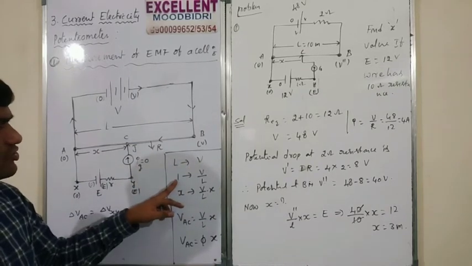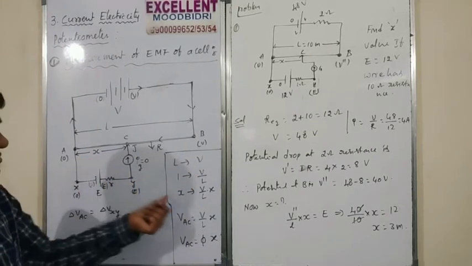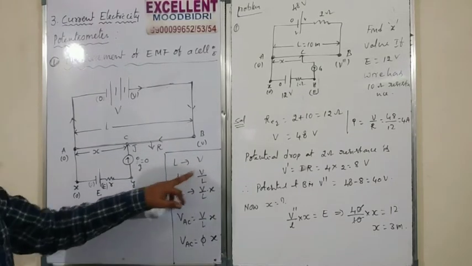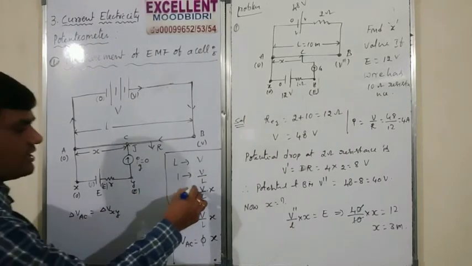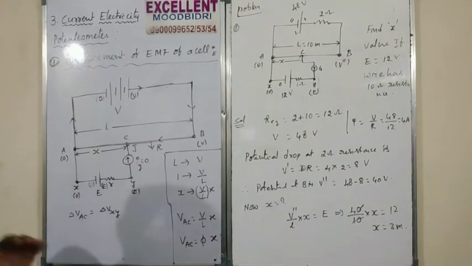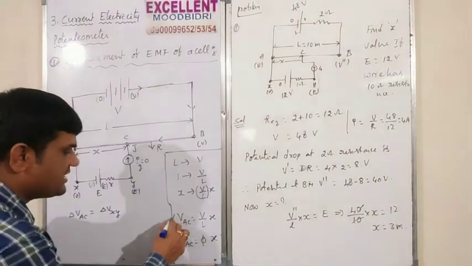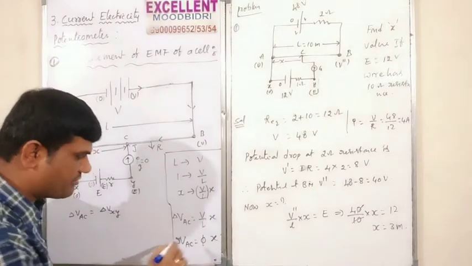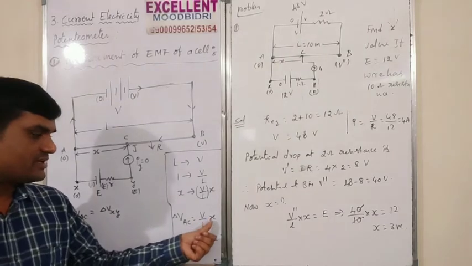That means 1 is equal to V by L. If I take x meters here, it is V by L into x. 1 meter means V by L into 1, and x meters means V by L into x. This is the potential drop. That means the potential drop between A and C, delta VAC, is equal to V by L into x. This is a very, very important formula. Remember it always.